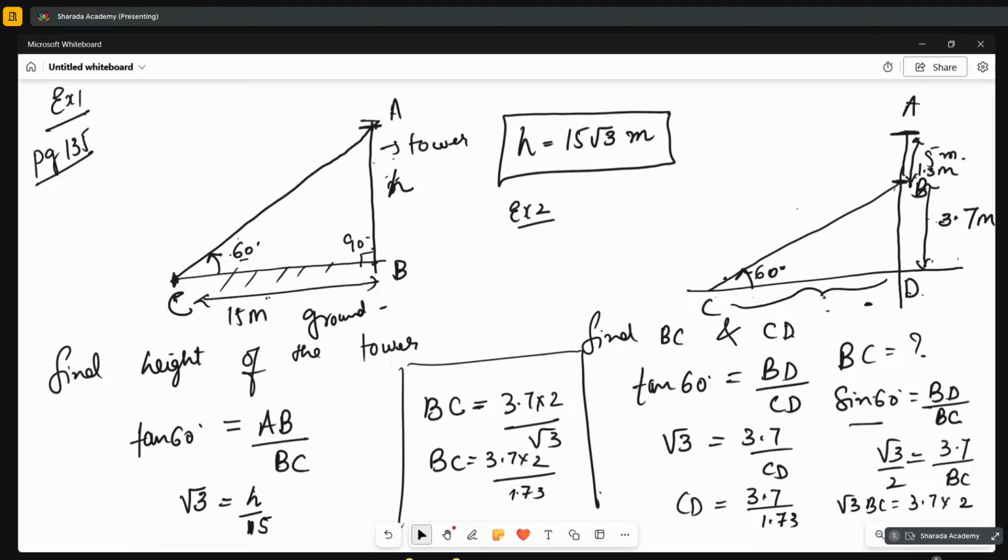So understood now how to take the ratio: one should be known, one will be unknown. Like that you should take the ratio. Many will ask which one to take, sine or tan. Most of the time we take sine and tan. You can take any ratio, it's fine. But that is what we take, just the common thing.